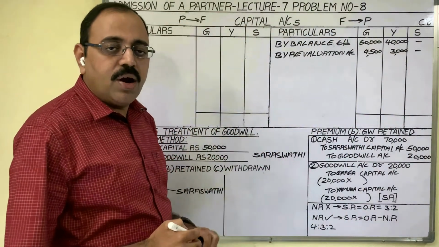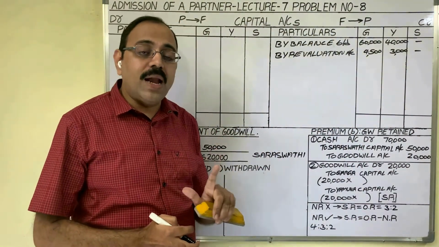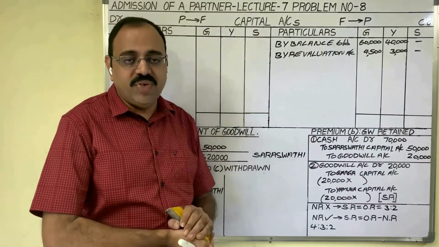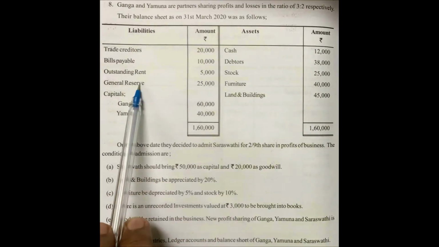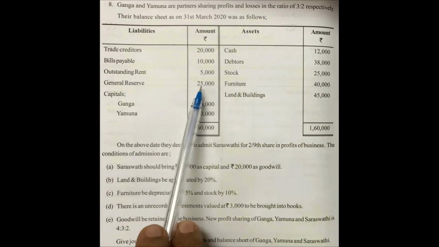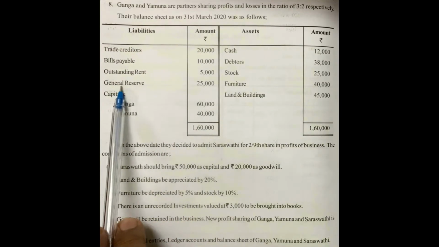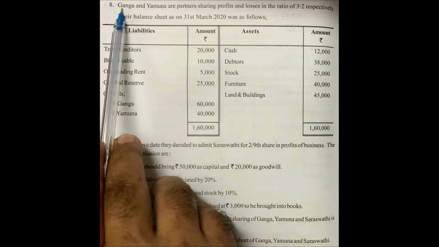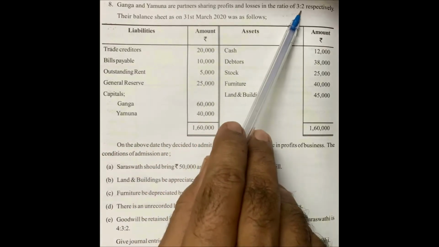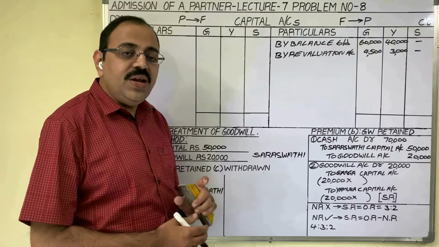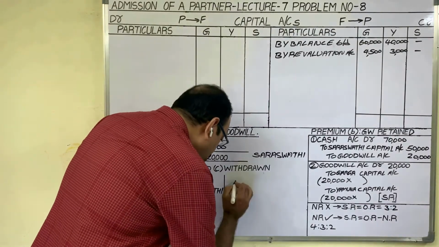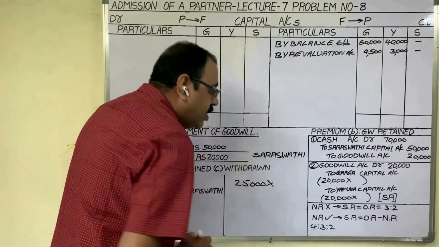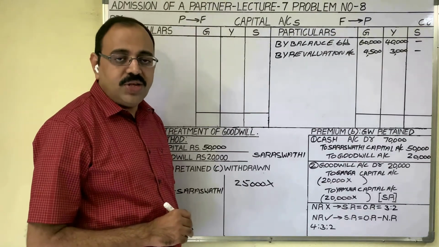After the revaluation account, we have to observe the old balance sheet liability side: is any accumulated profit given or not? In the old balance sheet under the liability side, we have a general reserve of 25,000 rupees. This is called accumulated profit. This amount we should transfer to the old partners' capital accounts in the old profit and loss ratio. General reserve amount is 25,000 rupees. In which ratio do we have to distribute this amount to the old partners? In the old profit and loss ratio.